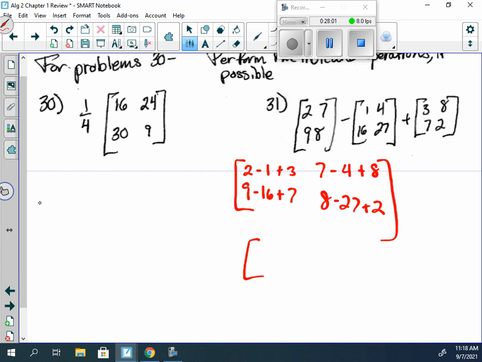But here, 2 minus 1 is 1 plus 3 is 4. 7 minus 4 is 3 plus 8 is 11. 9 minus 16 plus 7 is negative 7... 8 minus 27 is negative 19. Plus 2 is negative 17, and that is it. Any other questions on those there? Does that make sense?